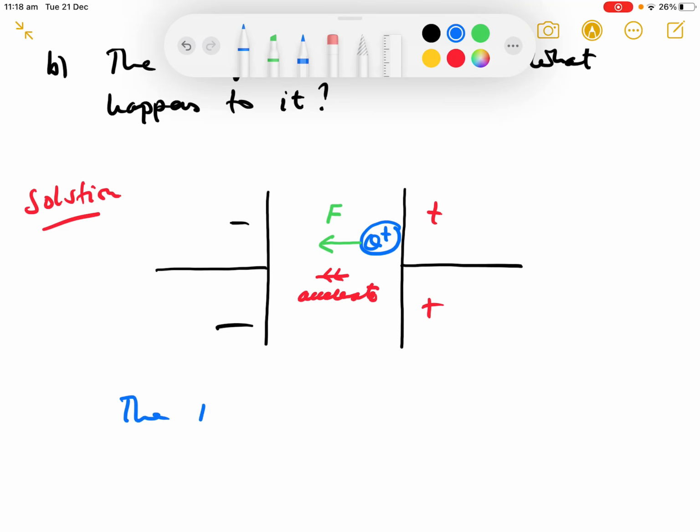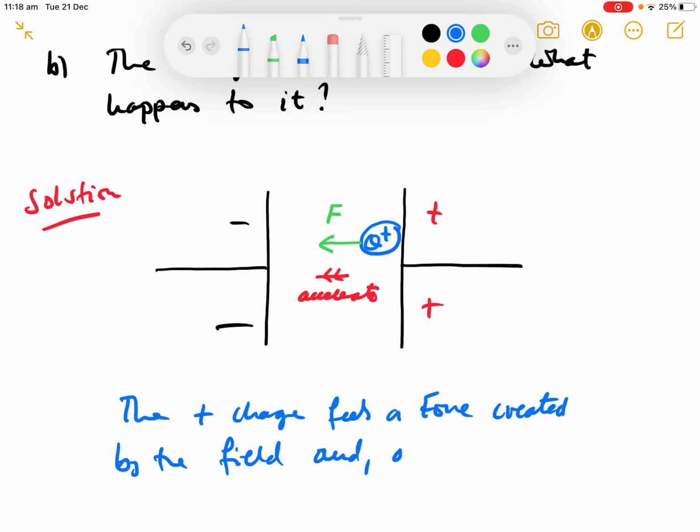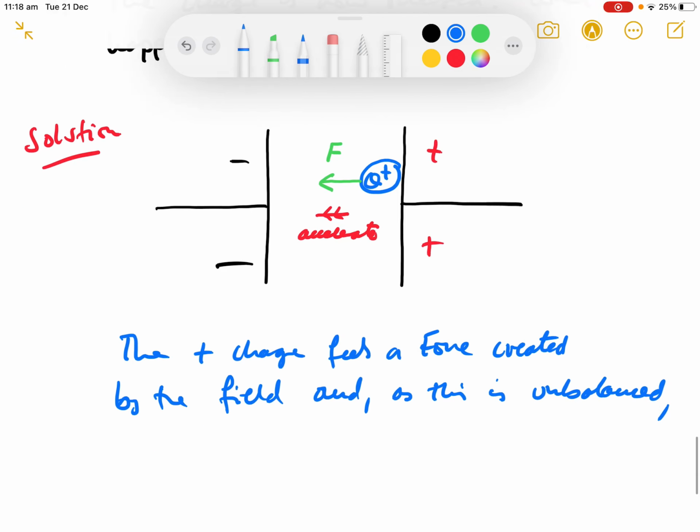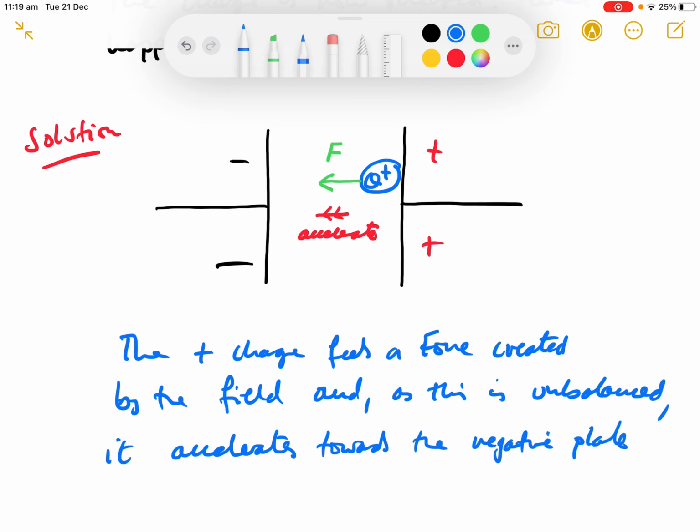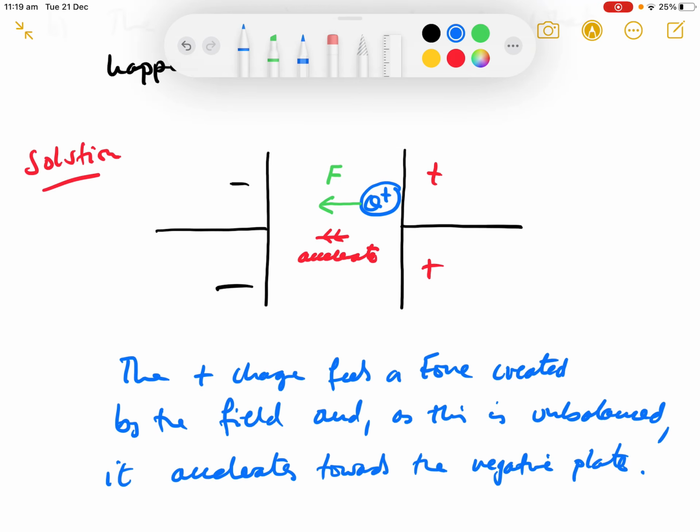So the answer to the question is the positive charge feels a force created by the field, and as this is unbalanced, it accelerates towards the negative plate. And it speeds up, obviously, as it does so.